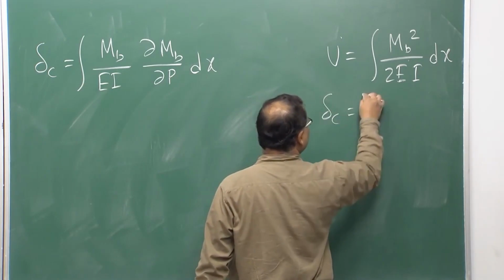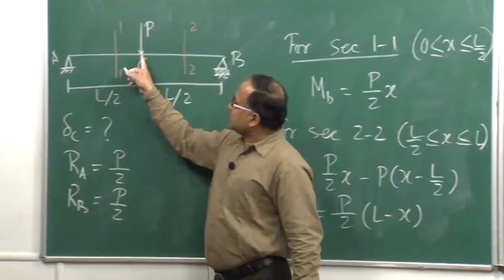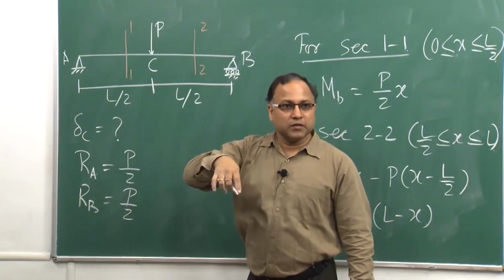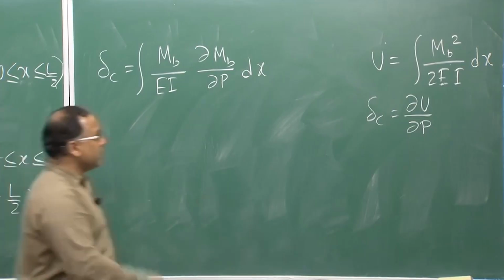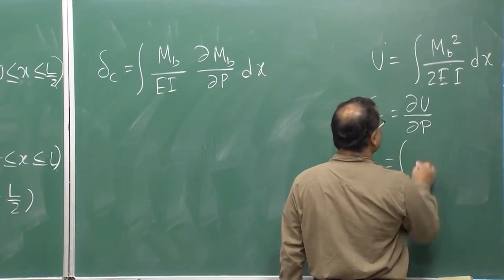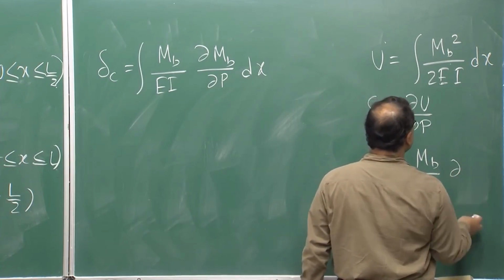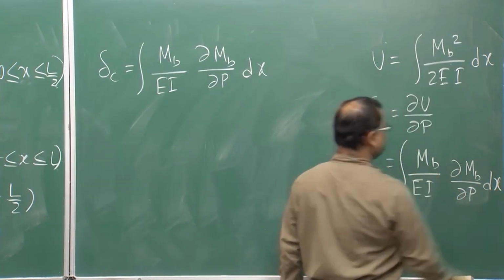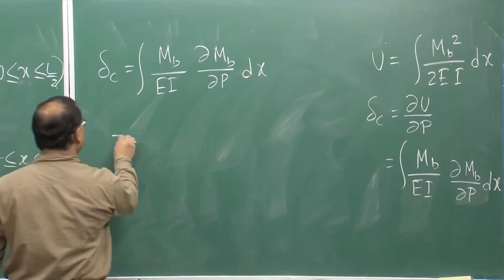Delta C is nothing but del U del P, because at point C you want to find the deflection, and at point C you have the concentrated force P. So, as per Castigliano's theorem, your delta C should be written as del U del P. So, del U del P is nothing but M B by E I del M B del P dx, that I have written here. Got it? Very simple.